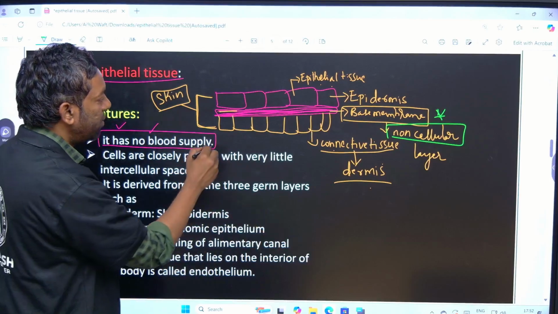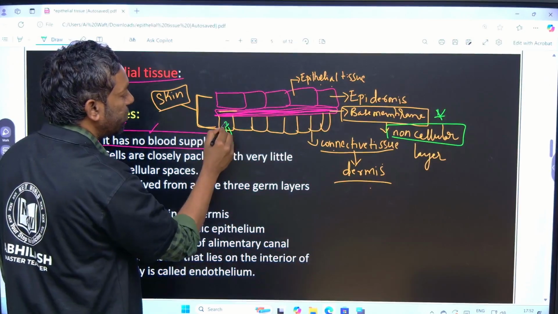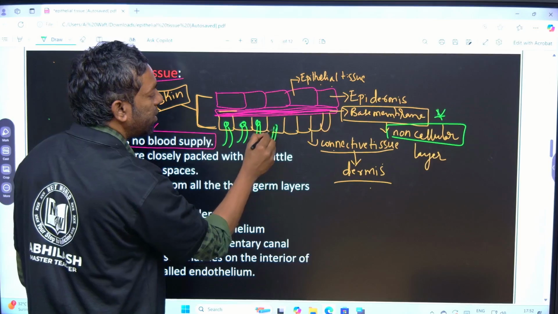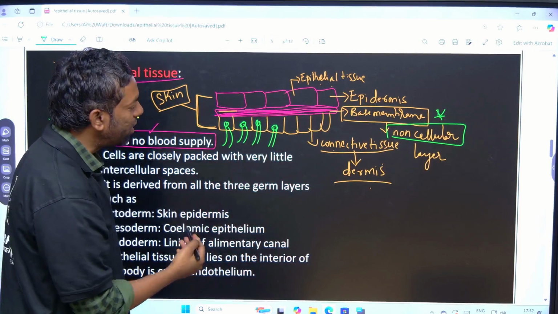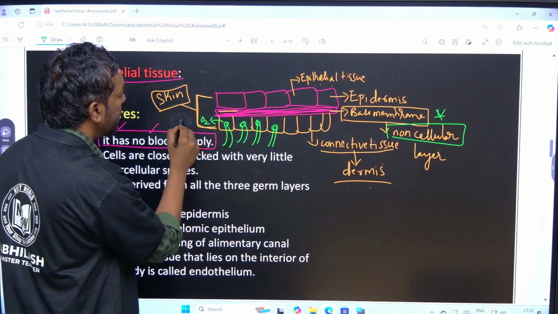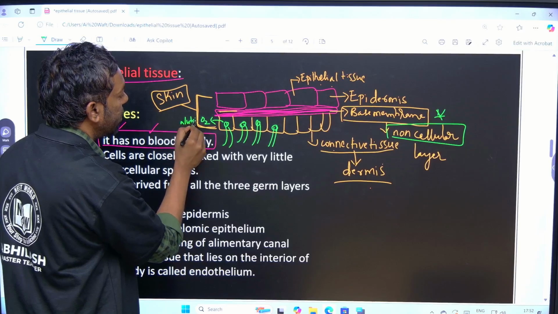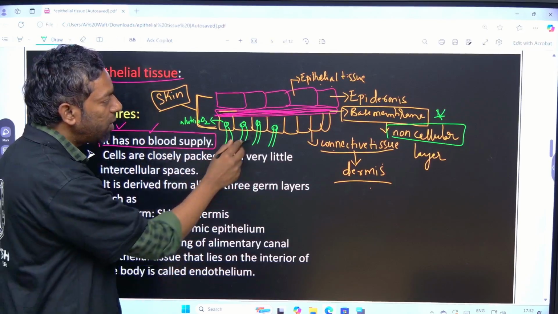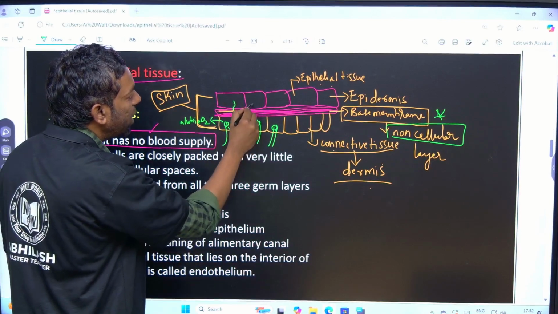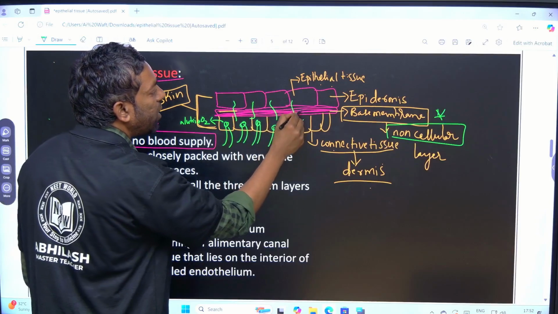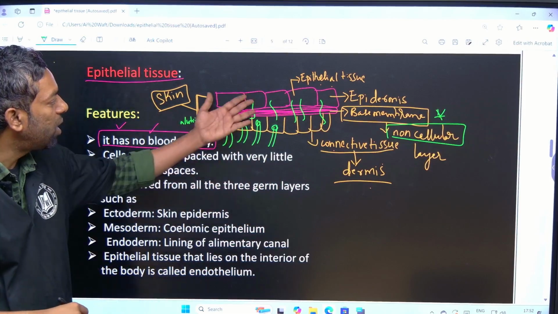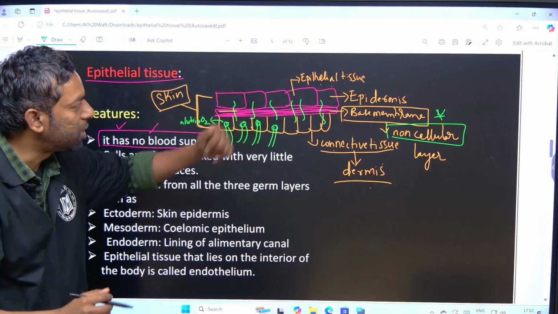Blood enters into the connective tissue. These are the blood vessels. Blood capillaries enter the connective tissue and take oxygen and nutrition into the connective tissue. There is no blood supply to the epithelial tissue, right? So how do oxygen and nutrition reach the epithelial tissue, meaning the epidermis part?